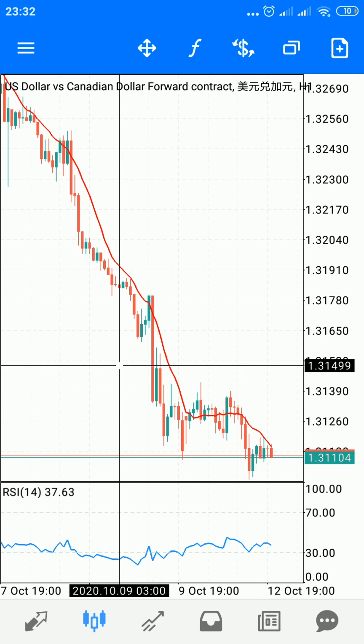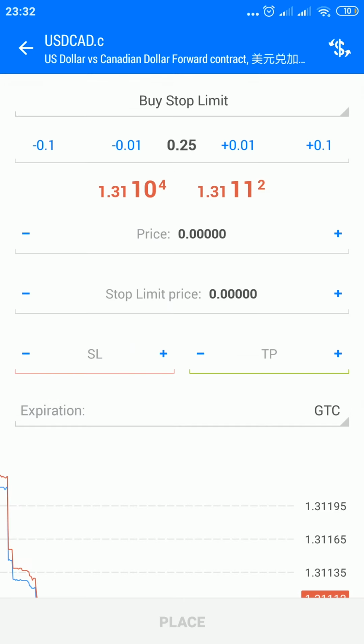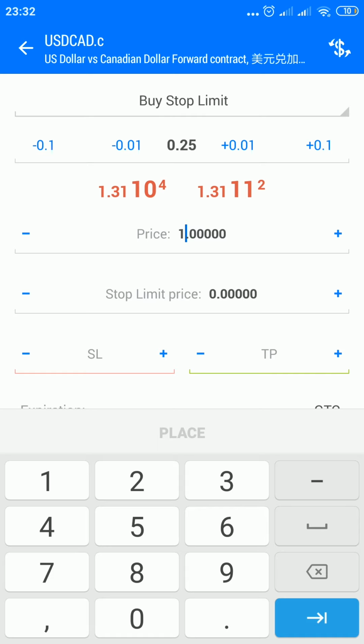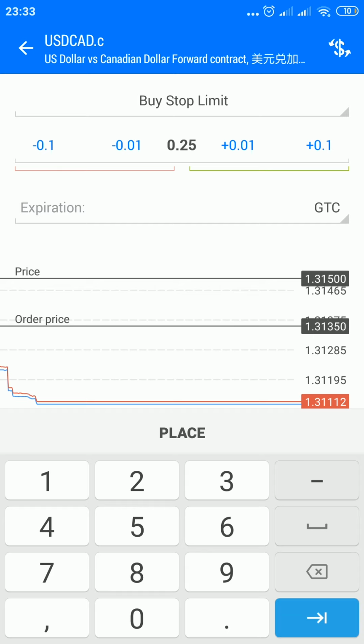So let's once again make sure I remember those ones. Let's place them. In this particular case, we're going to be trading on a buy stop with a price of 1.315 with activation, and the stop limit price is going to be a bit below that, 1.31350. Yep. Expiration: good till cancelled.